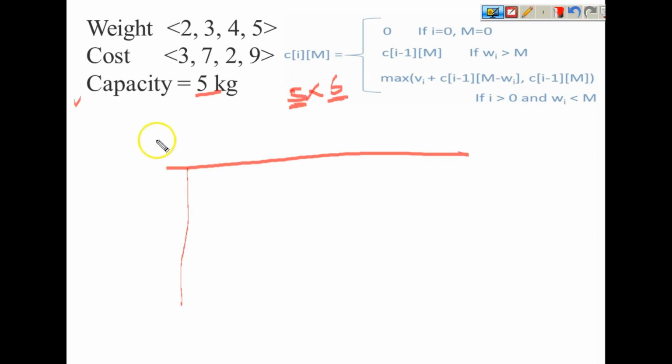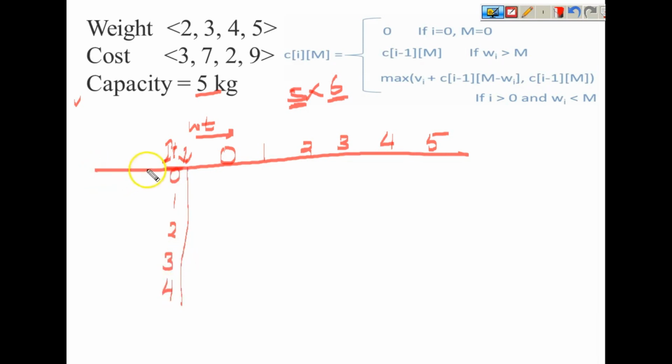So this particular column is representing the weight of the knapsack. So we start with the 0 weight. We have weight 0, weight 1, weight 2, weight 3, weight 4, and weight 5. And these rows will be representing the items. So we have no item, 1 item, 2 items, 3 items, and 4 items.